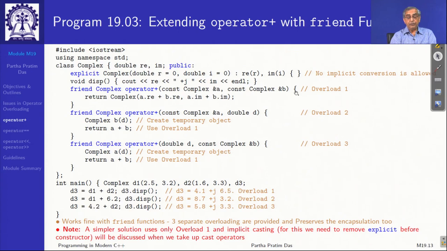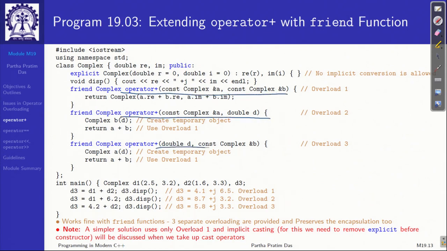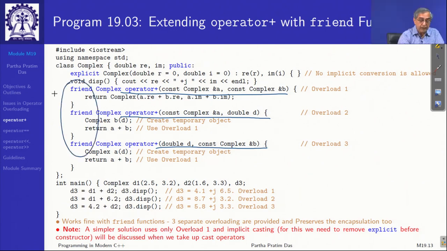So, let us try to do that for operator plus. Now, we again have three overloads: complex complex, complex double, double complex. Instead of global, they are all friend functions, the encapsulation is perfectly maintained, and all three become correct. Right?